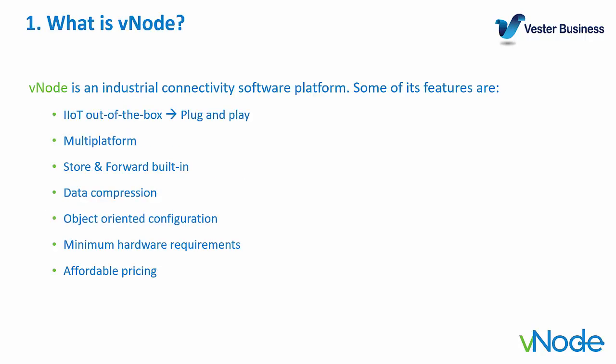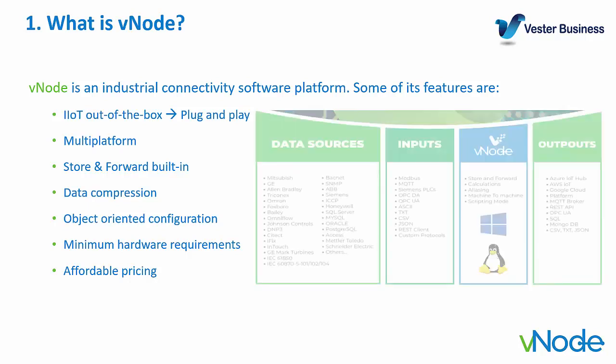At this moment, probably you already know, vNode is an industrial connectivity software. The idea is to make IoT easy for integrators and end users. vNode is multi-platform. You can have vNode running in any Windows version or in Linux. It supports store and forward and data compression. These are some of the features of vNode, so probably you already know about all this.